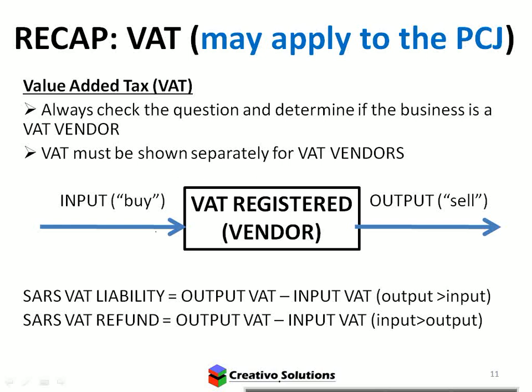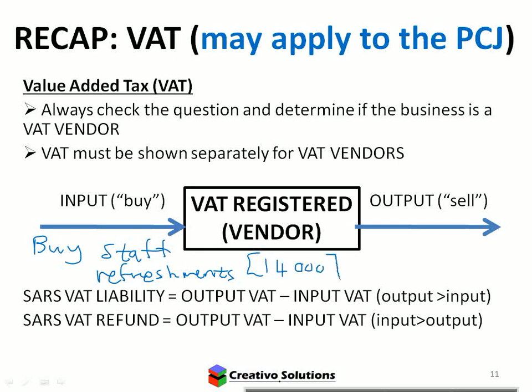So if a business had to buy staff refreshments, so they had to buy tea and coffee for the office. And we're not talking about the bottom end stuff. We're talking about the imported, the quality, the expensive stuff. Let's say the tea and coffee for the entire office is coming to 14,000. That might be a lot, but let's say this is a big company. 14,000 or 15,000, it doesn't really matter.